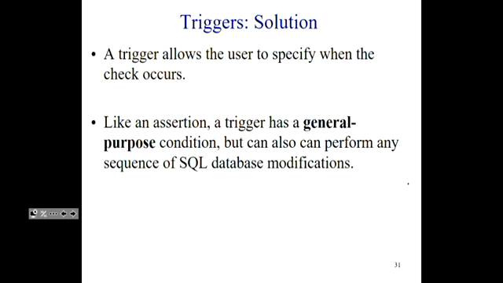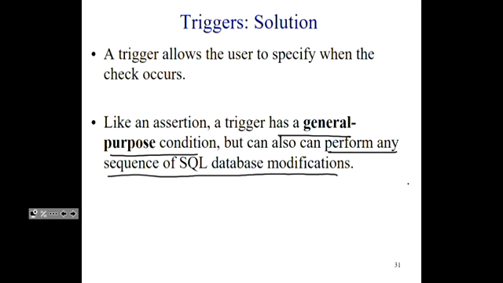So triggers are the solution for that. Triggers allow the user to explicitly specify when the constraint check occurs and explicitly specify what needs to be done to fix that violation. So like an assertion, a trigger has a general purpose condition, but also can perform any sequence of database modification statements.